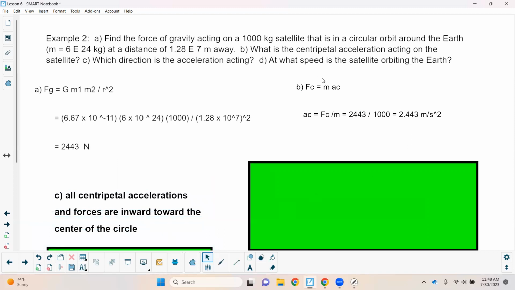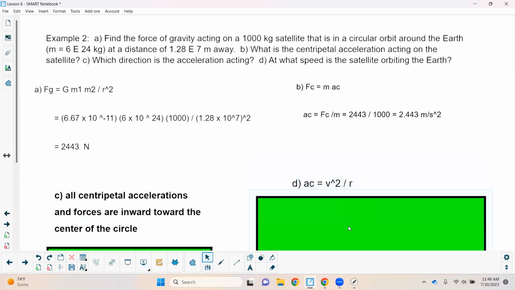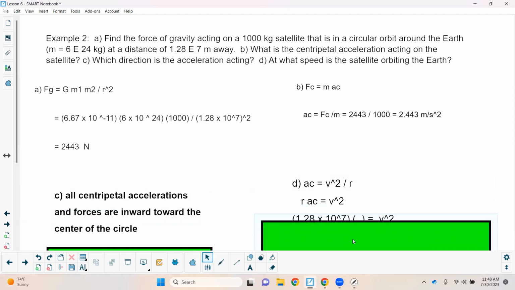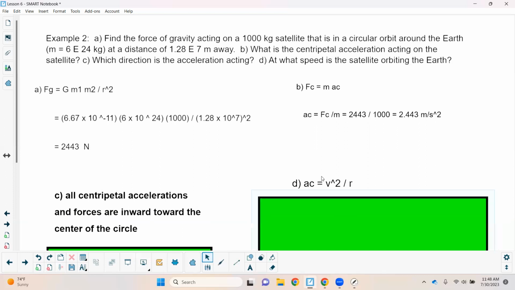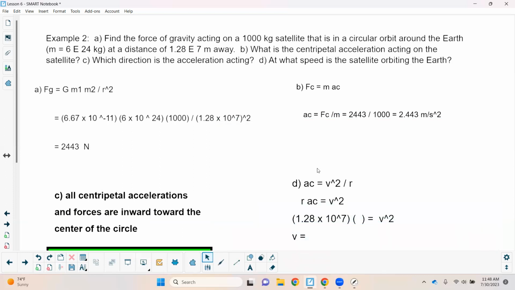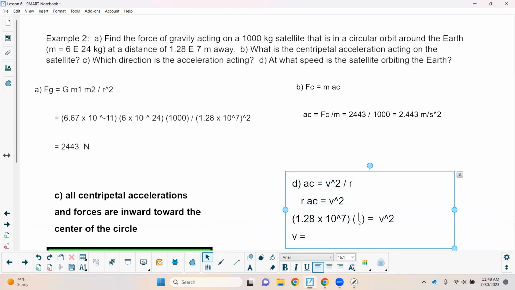The last part of this one says, at what speed is the satellite traveling? So we're going to solve for V, the velocity. This is the equation for centripetal acceleration: V squared over R. This is our acceleration, and we basically just have to plug in the numbers. If I solve for V squared, I'm going to take the R to the other side, so it's R times AC. R was the 1.28 times 10 to the 7th. We're going to multiply that by 2.443, and then that's V squared.